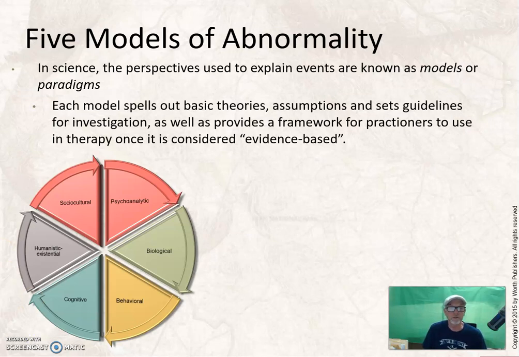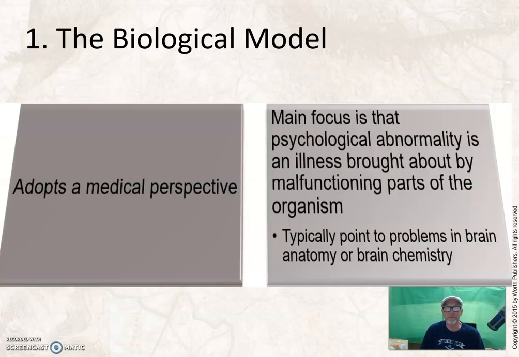Okay. We're going to look at 5 models of abnormality. These models or paradigms are unique to themselves. They build on other models, and they all spell out basic theories and assumptions of behavior, and they set guidelines for research investigation. But they also provide a framework for practitioners to use when they're seeing clients in therapy, once they're considered evidence-based.